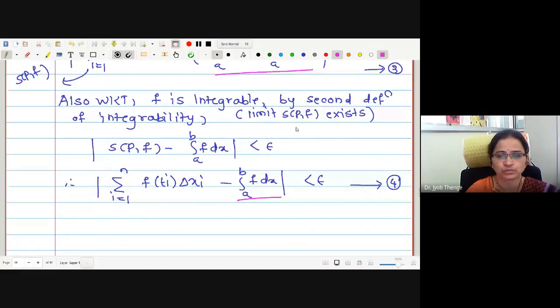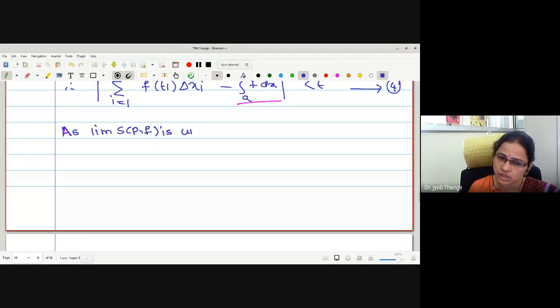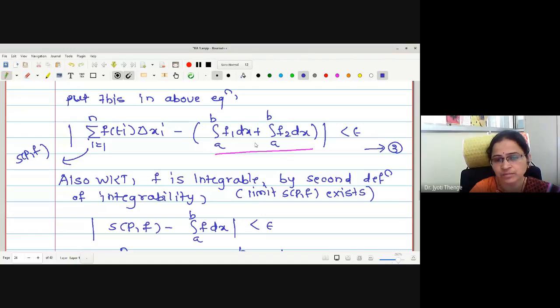Okay. Therefore, let me write: as limit SPF is unique, from 3 and 4, what does the limit from 4 tell us? This is integration a to b f dx, and the limit from the third is integration f1 plus integration f2.